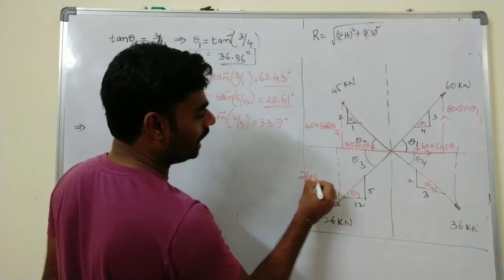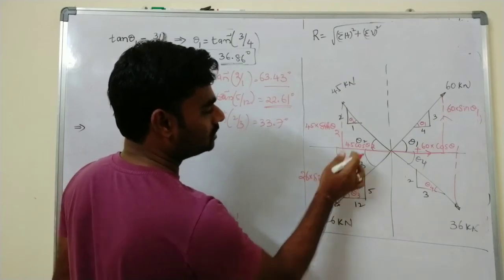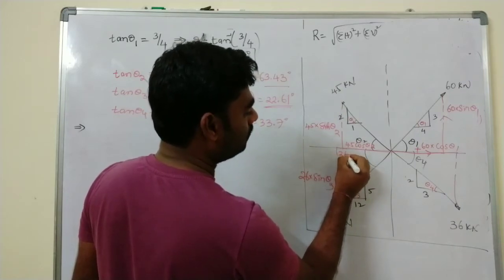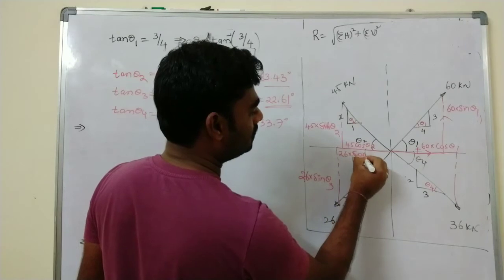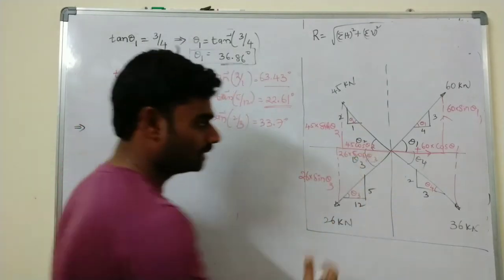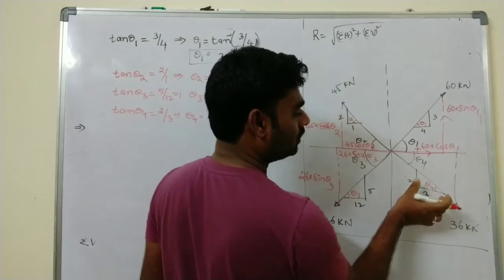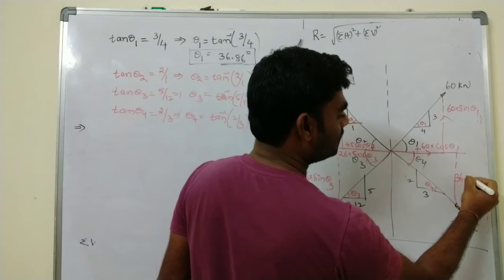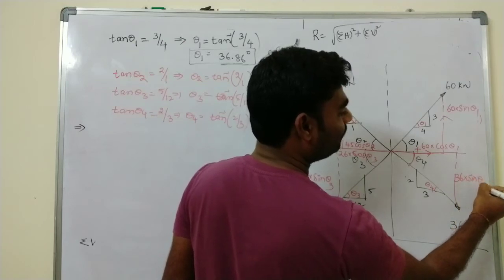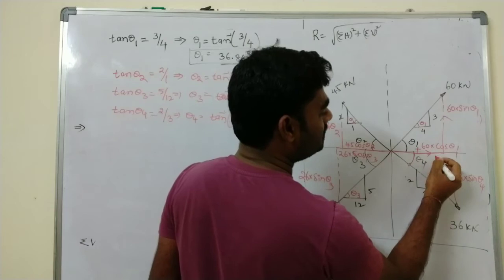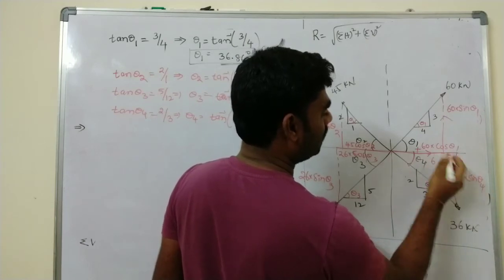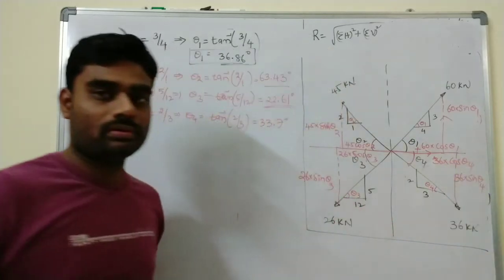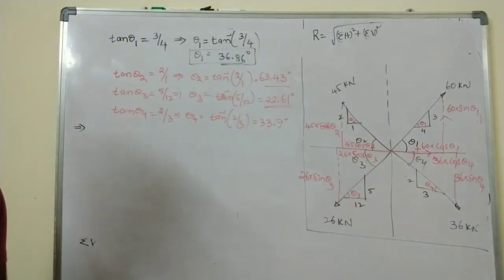Force into angle theta 3, so this is the adjacent of this angle. So now I am taking 26 into cos theta 3. Similarly, coming to the fourth one, this is theta 4, opposite is the sine, so the force is 36 into sine theta 4. Next, adjacent is the cos, so take force into cos theta 4. So this is the procedure.